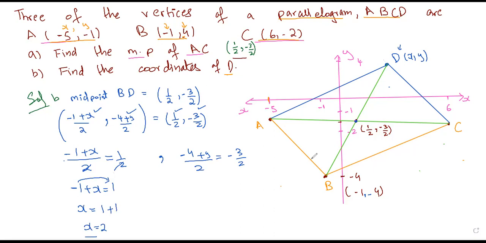And what was x? X was the x coordinate of D. So it is 2. And what is the y coordinate? Again, I will cancel 2 and 2, and y would be minus 3 plus 4, that is y equals 1. So the y coordinate of D would be 1. So this is the answer, right? The coordinates of point D would be 2 and 1. Did you understand this, both of you?